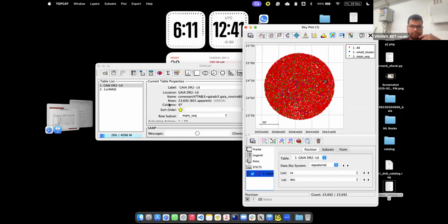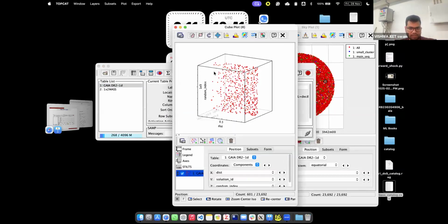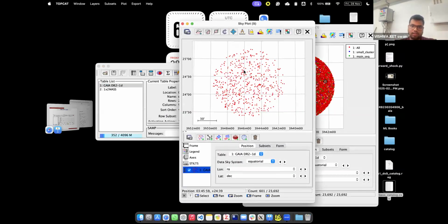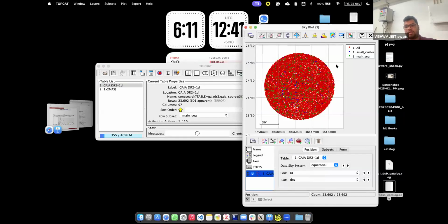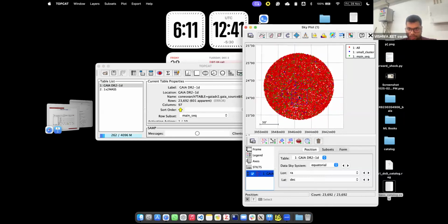So when you first load the table, you can click on this 3D table plot. You can click on this sky plot, and then you will see something like this, right? And here you can see that it's basically a globe.